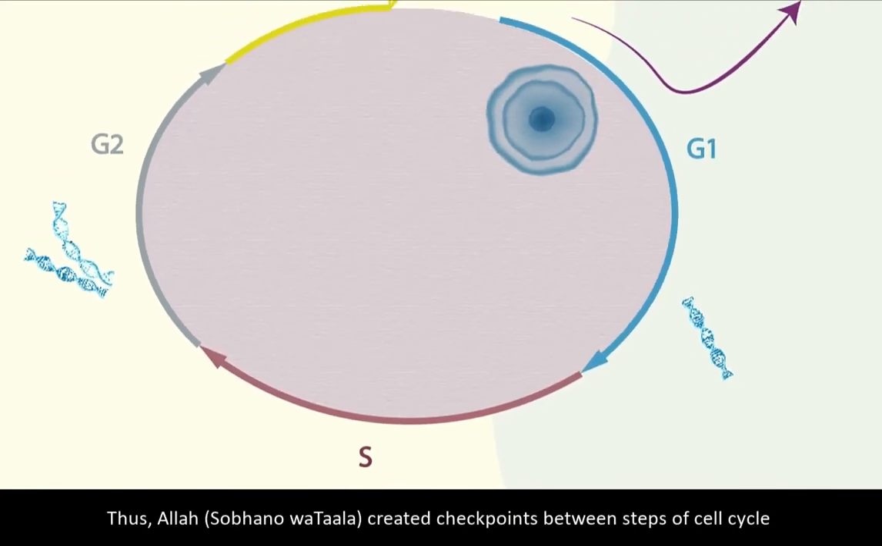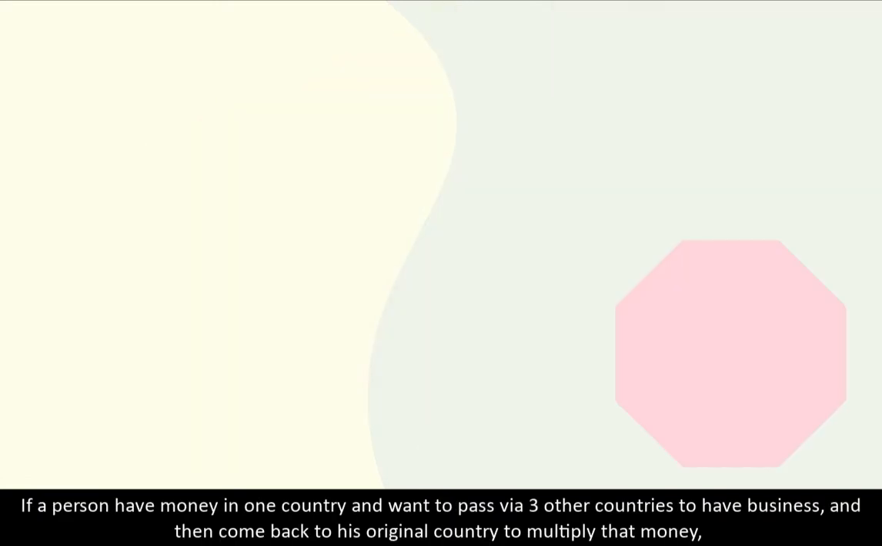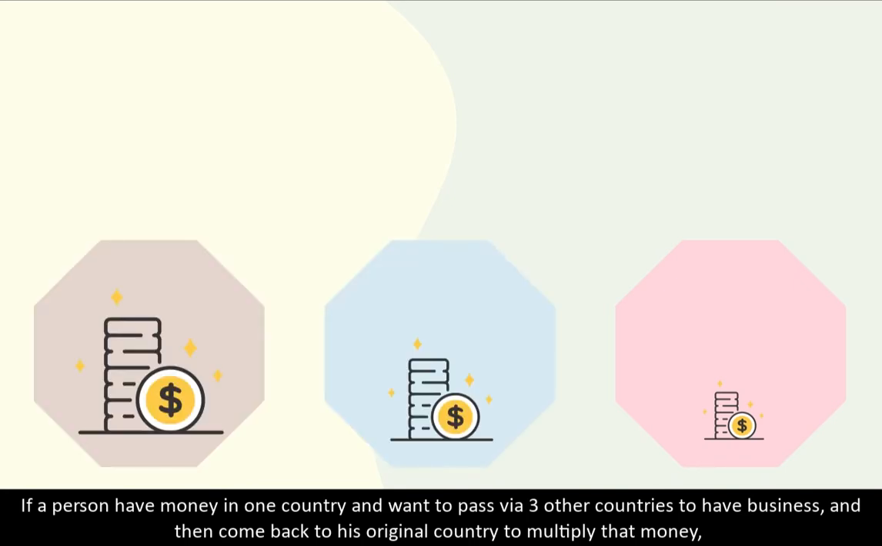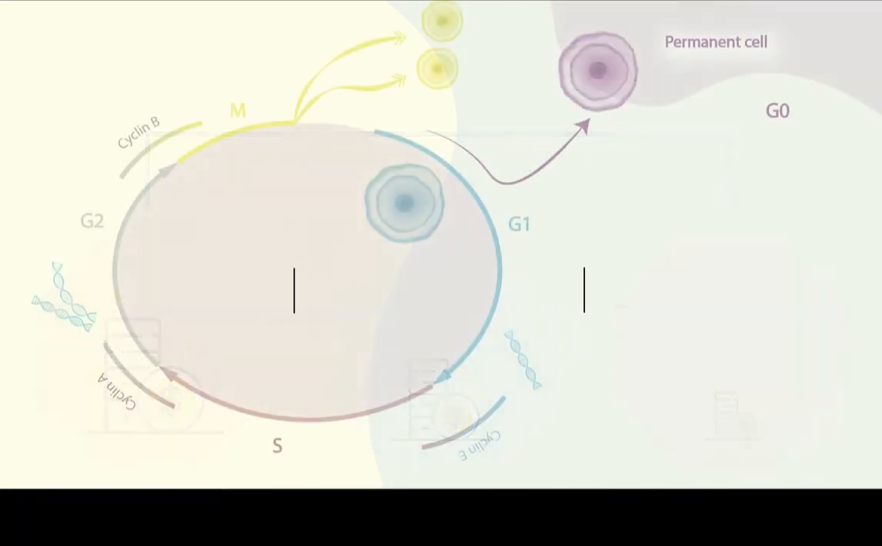Thus, Allah subhanahu wa ta'ala created checkpoints between the steps of the cell cycle. If a person has money in one country and wants to pass via three other countries to do business and then come back to his original country to multiply that money, there are going to be checks on his money, amount, reality, etc. at each airport of a new country. This is what happens in the cell cycle.